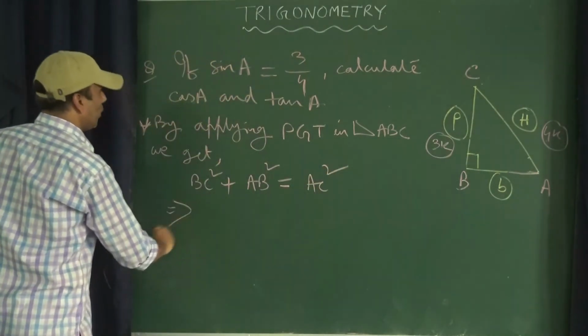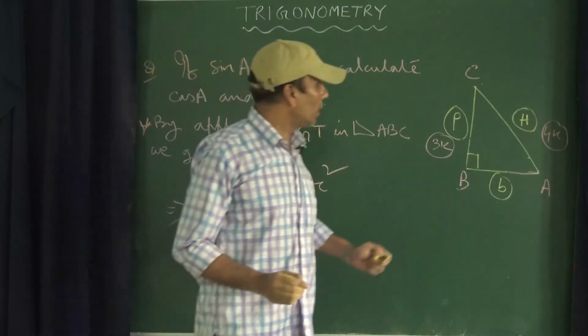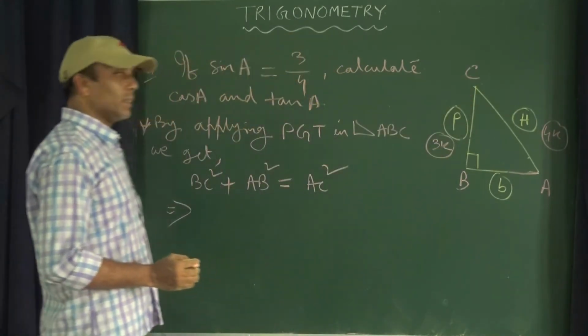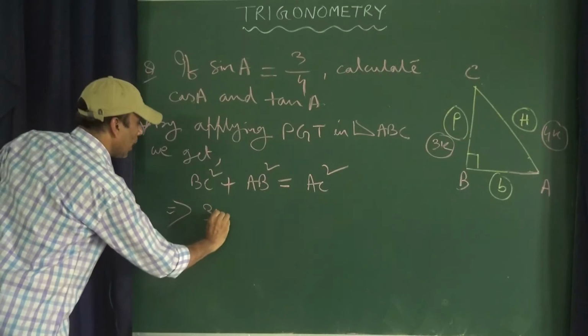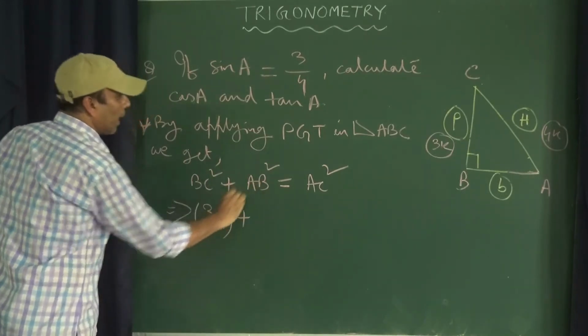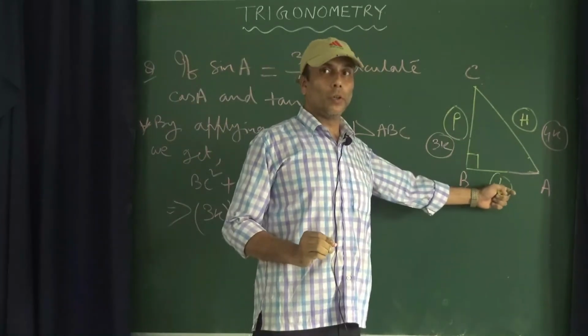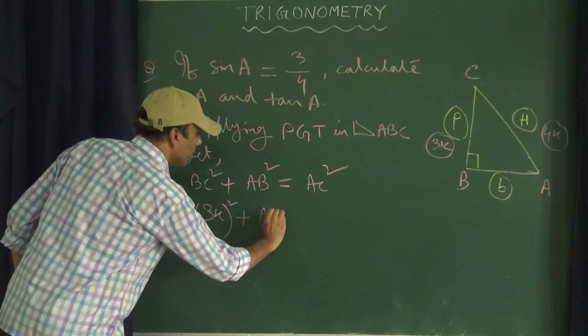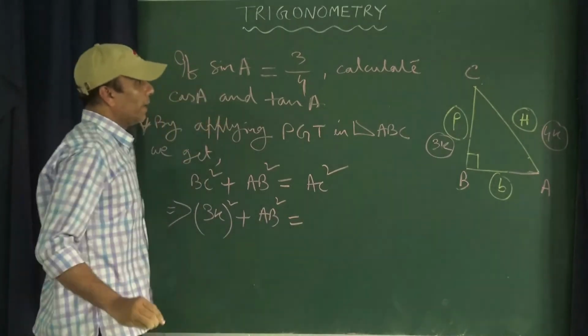Just looking at it, we will substitute the value of BC. BC how much? BC's value we have got as 3K. So in place of BC we will write 3K. So 3K whole square plus AB. AB how much have we got? We don't know AB. In fact, we are going to find AB. So AB, let it remain same, AB square.